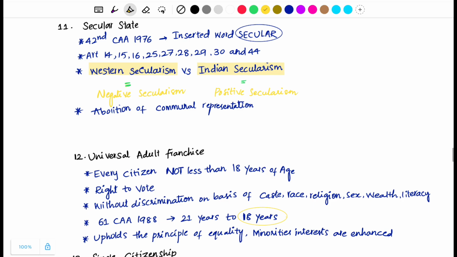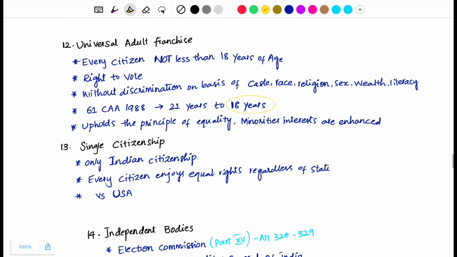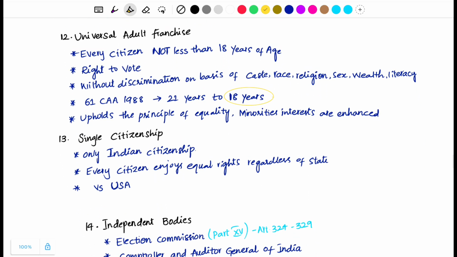To further prove this, there used to be communal representation, that means reservation of seats based on religion. That provision was abolished. Now that provision doesn't exist. Universal adult franchise: every citizen not less than 18 years of age is given representation. The constitutional makers have done a beautiful experiment. First it was 21 years, later it was reduced to 18 years. We will look into it.